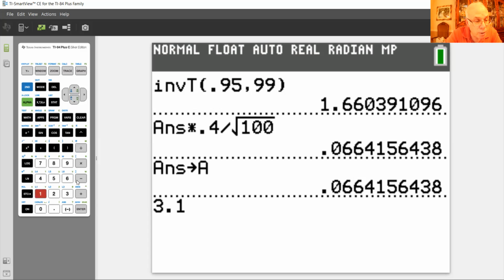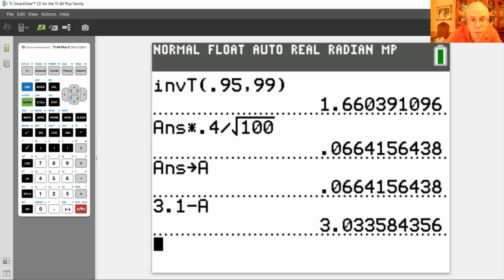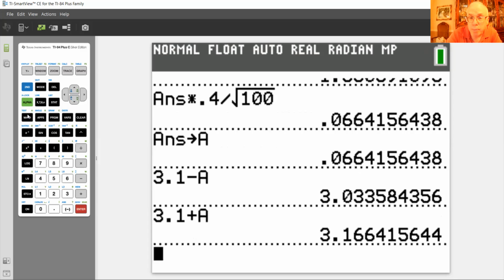I'm going to subtract my margin of error, alpha A, enter. There's my lower endpoint of the interval, and then I'm going to say 3.1 plus the margin of error, alpha A, that's where I put my margin of error. There's my upper endpoint. I'm done. There's my 90% confidence interval.